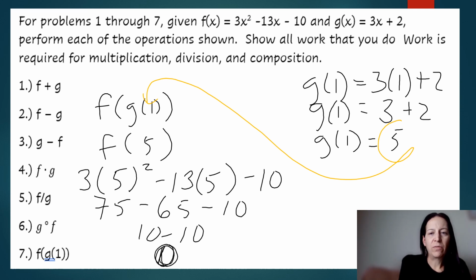F of g of 0. What was the, oh yeah, okay, that makes sense. I'm looking at my factors. It ties into problem number 5 there. All right, so there's all 7 of those with all the work done out. Let's move on to some other stuff.